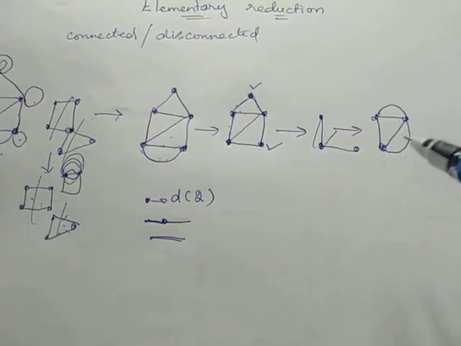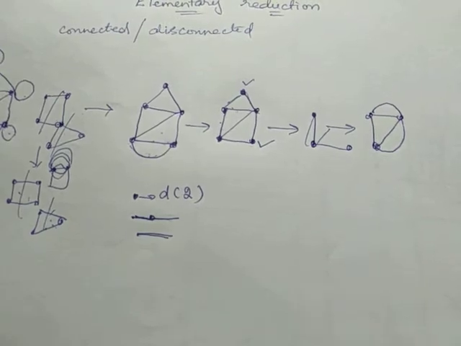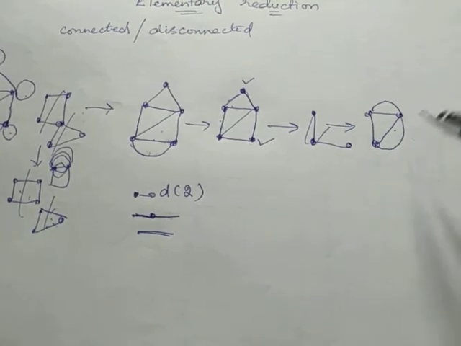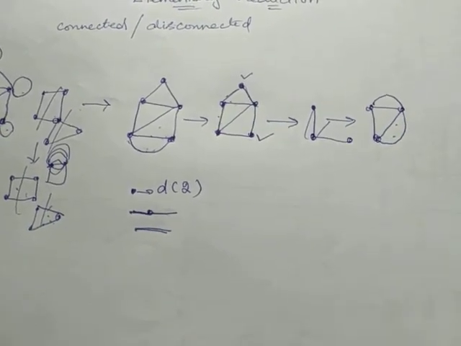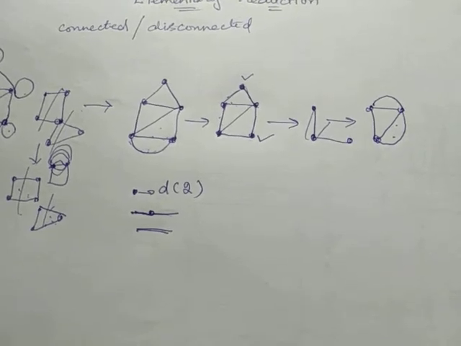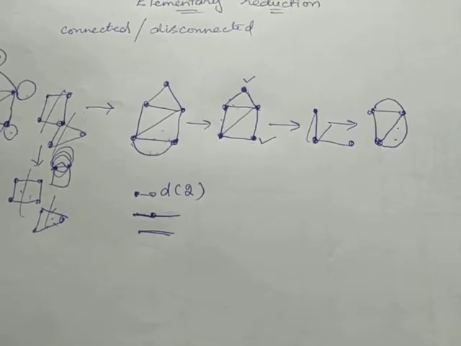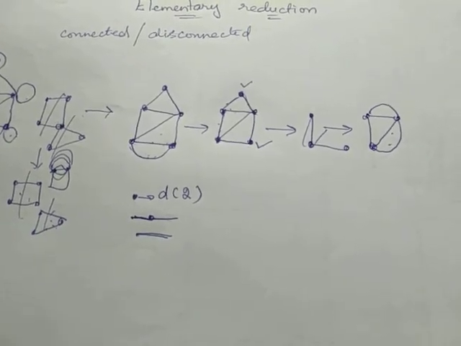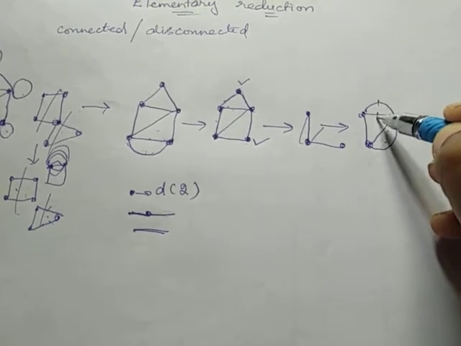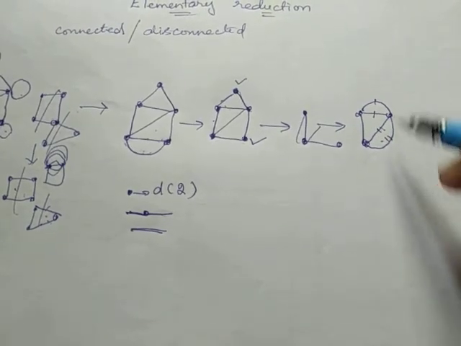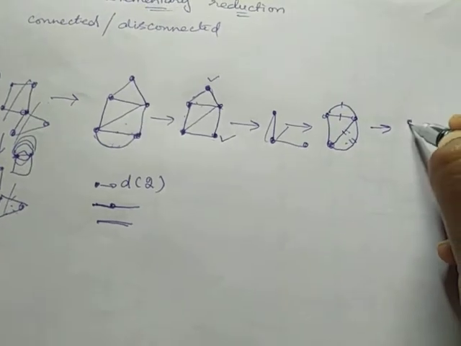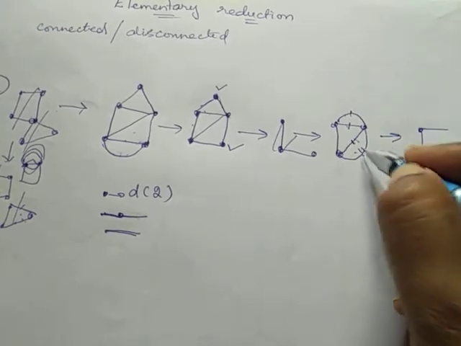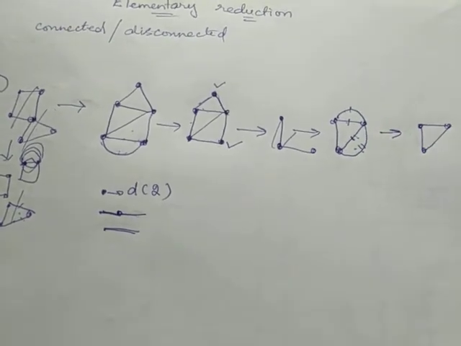After completing this many steps, repeat steps 1, 2 and 3. At this stage, if we have loops, remove the loops. If we have parallel edges, remove the parallel edges. If we have a vertex of degree 2, replace it with a single edge. Now we have a parallel edge here, and a parallel edge here also. Replace these edges with a single edge. These two parallel edges are replaced by a single edge.